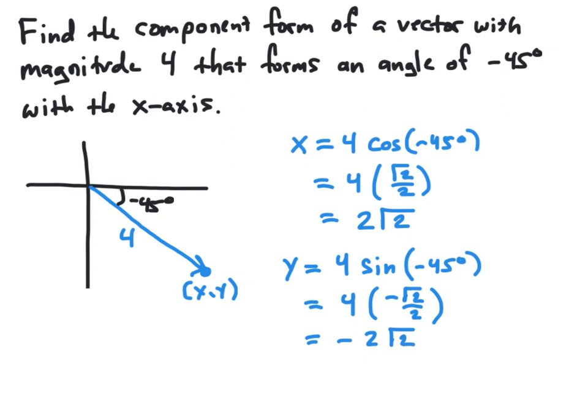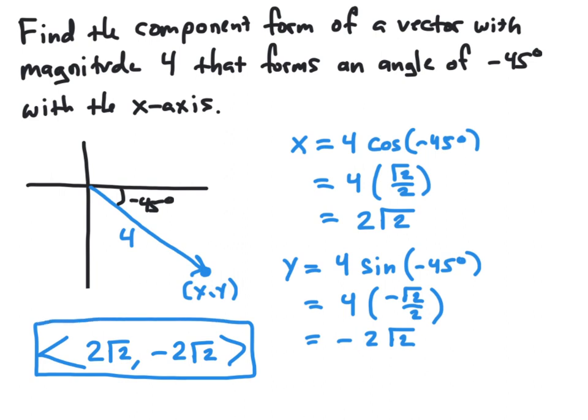Putting these two calculations together, our component form will be positive 2 square root 2, negative 2 square root 2. And so this is the component form for the vector that has magnitude 4 that makes a negative 45 degree angle with the x-axis.